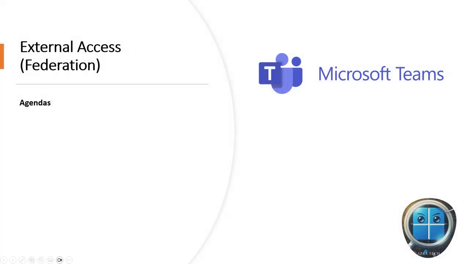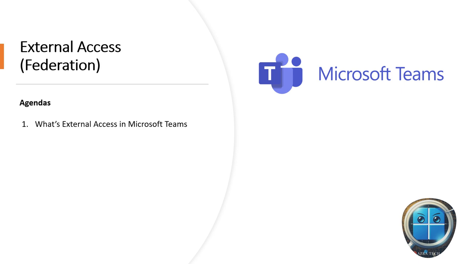First, external access. If you are one of the old Skype for Business engineers or somebody who has experience with Skype for Business, you may also hear it called Federation Service or Federation Access. Both are the same in Microsoft Teams. We also interchangeably say external access or Federation Access, but we mean external access to provide access to another organization.